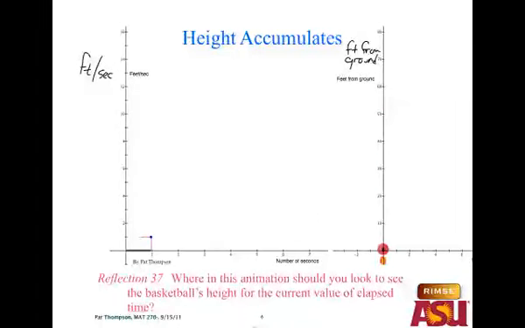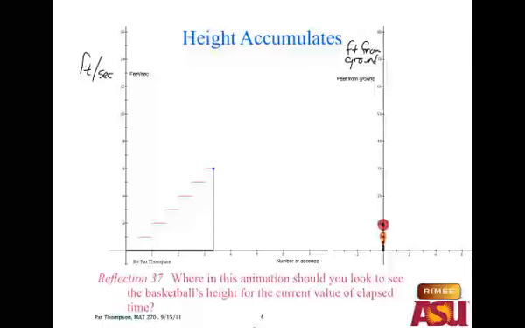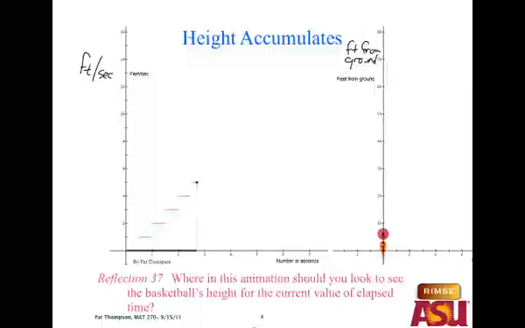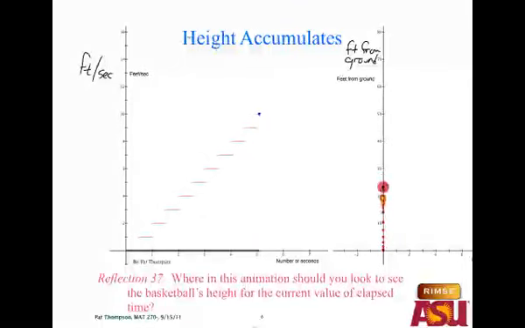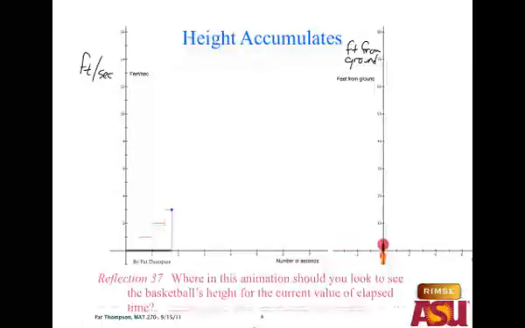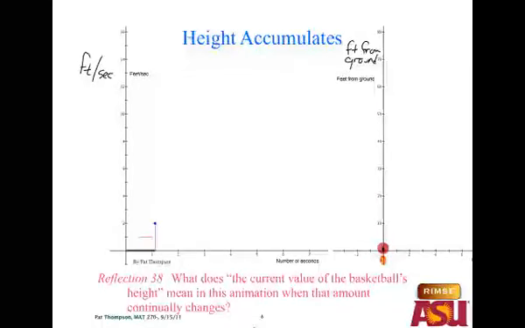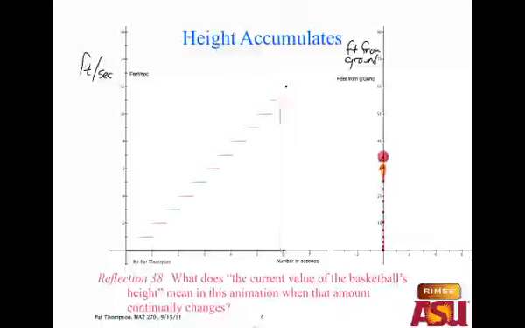Where should you look to see the basketball's height for the current value of elapsed time? Yeah, so I'm helping you out a lot here, right? There's the ball, so it's which axis? Y-axis of the right graph, okay? The current value of the basketball's height is, if we pause time, the ball will be somewhere. So that's the current value of it.